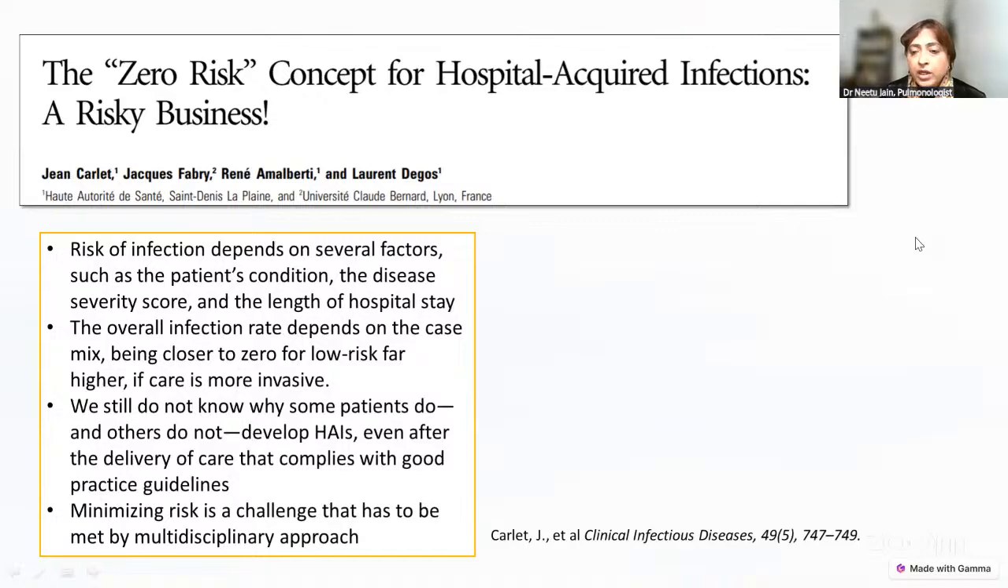So we should talk about the concept of hospital-acquired infection risk, and not talk too much about zero ICU-acquired infection. And we should not say so, because we don't really understand why some patients develop infection, why others do not develop healthcare infection in the same setup. So zero is still a very utopian concept, but very low hospital-acquired infection is doable.